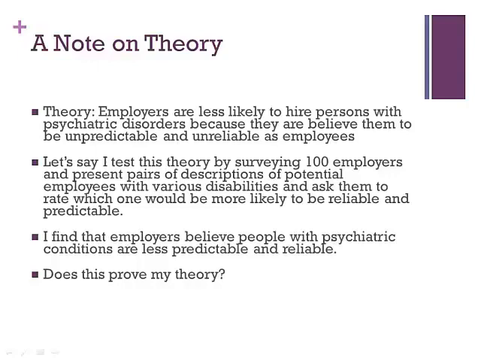And let's say we have all these pairs of people with different disabilities, and we show these and ask employers to rate the reliability and the predictability of all these different hypothetical people. And then we find, as a result of this research, that employers seem to believe that people with psychiatric conditions are less predictable and reliable than people with these other disabilities. So, have we proven our theory?